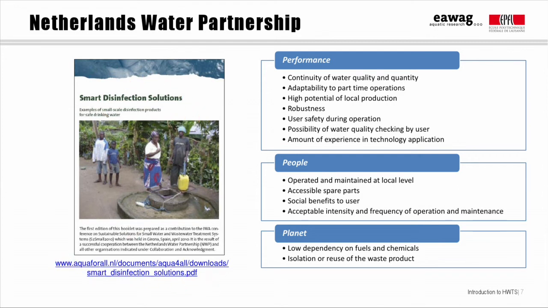And they propose a set of 13 indicators grouped into the categories of performance, people, and planet. And this is a bit different from the first 2 in that this category of planet brings in environmental considerations as well.